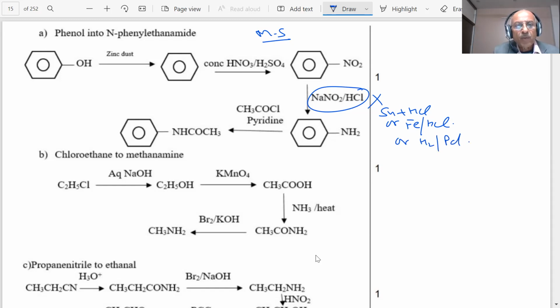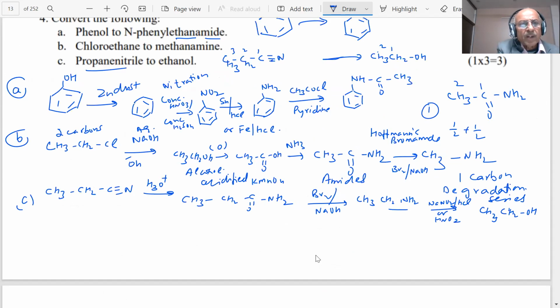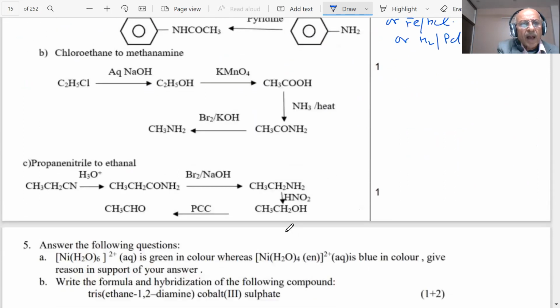So chloroethane to methanamine, you have seen how we are oxidizing. What we have done, we have converted that into alcohol. Alcohol is oxidized to carboxylic acid, then amide, and amide to amine. And in this case, what has been done, we have converted into amide, Hofmann bromide, then nitrous acid. This is ethanol.